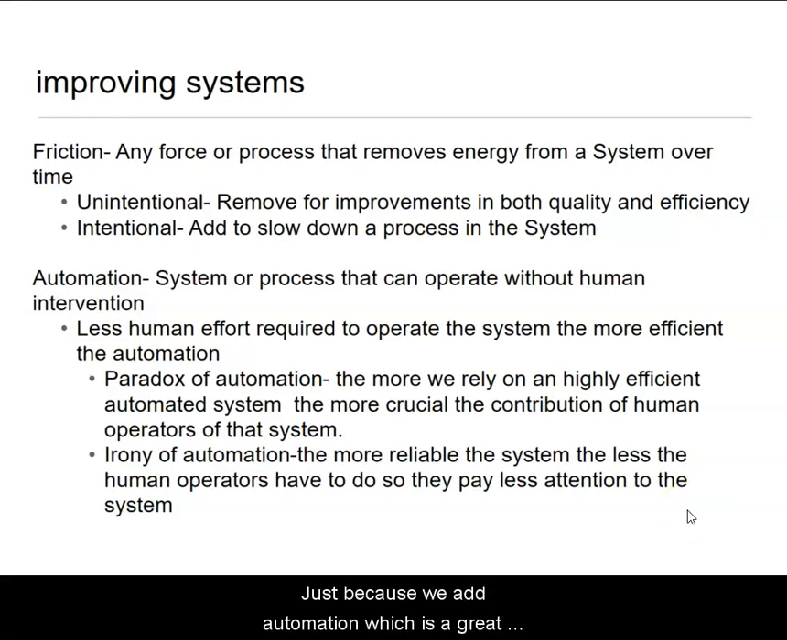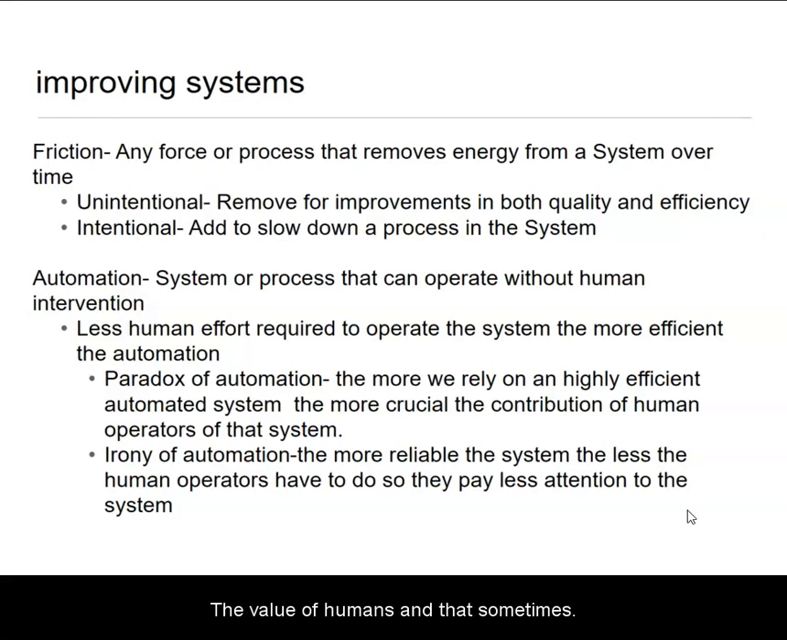So just because we add automation, which is a great way to improve, we have to make sure we keep in mind the paradox and the irony: the value of humans, and that sometimes because we expect that system to be so efficient, we don't pay attention to it.